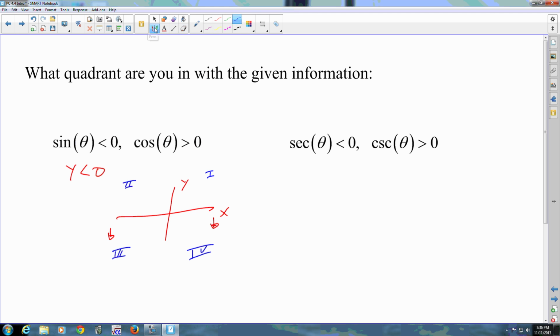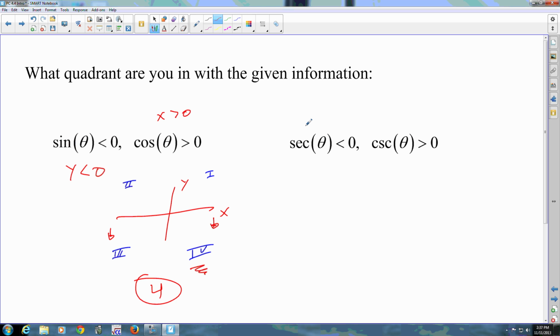Okay? So this first piece of information, sine is less than 0, narrows it down to quadrant 3 and 4. Now, the secondary piece of information, cosine, which is your x, is saying x is greater than 0. That narrows it down to quadrant 4. You're in this quadrant because your x is greater than 0 and your y is less than 0.